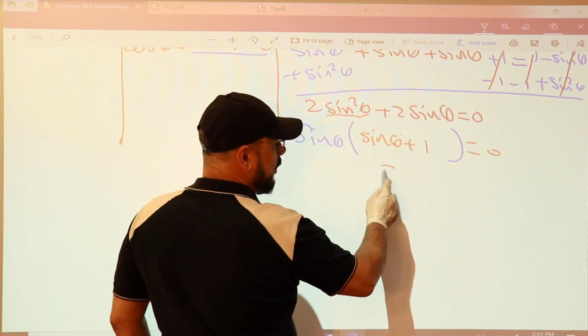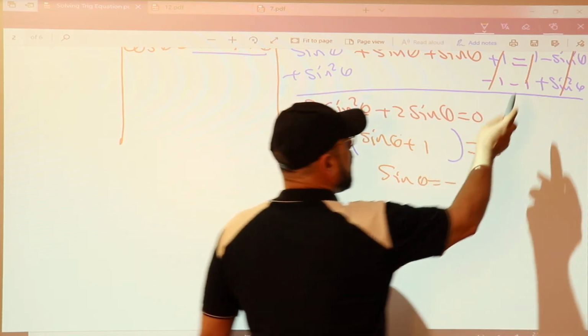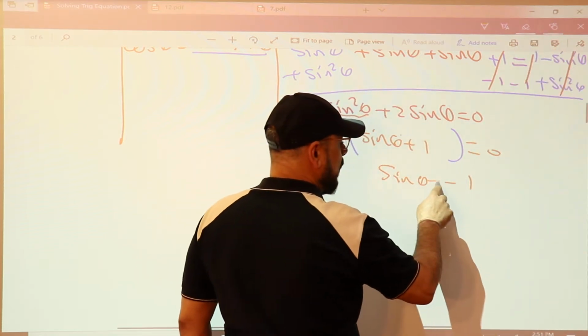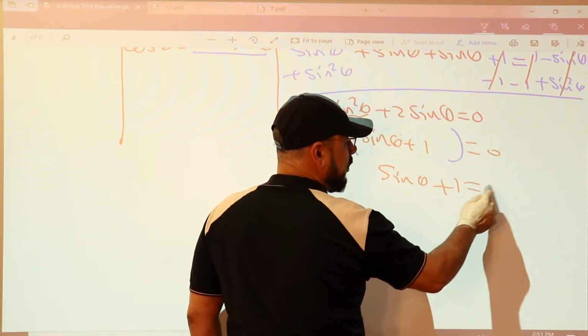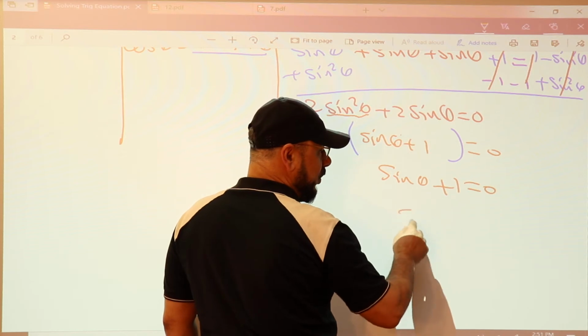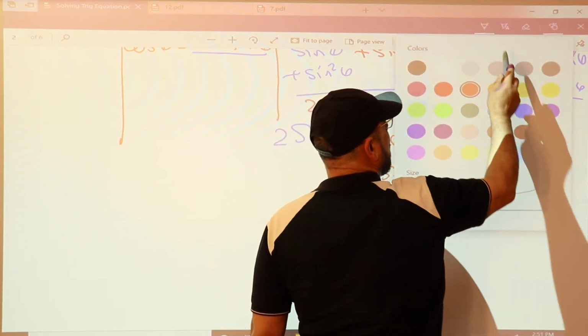Okay, good. Now take this one. Sine theta plus 1 equals 0. I'm going to do 2 steps, I don't want to rush myself. Minus 1, minus 1. Sine theta equals negative 1. What does this mean? I just explained it last time.